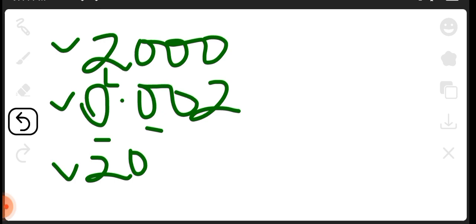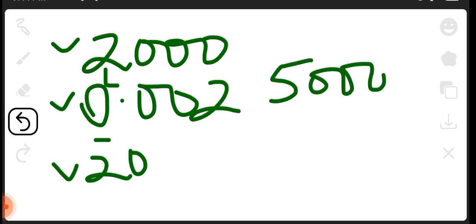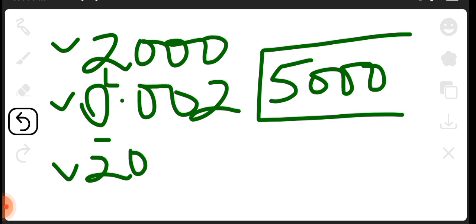What about this one? There's no decimal point here. So how will I do that? Any whole number of this nature has a decimal point at the end of the last digit. Take note of that. Let's say we have 5,000. There's a decimal point in this whole number, and as far as the number is a whole number, the decimal point is always at the end, after the last digit.